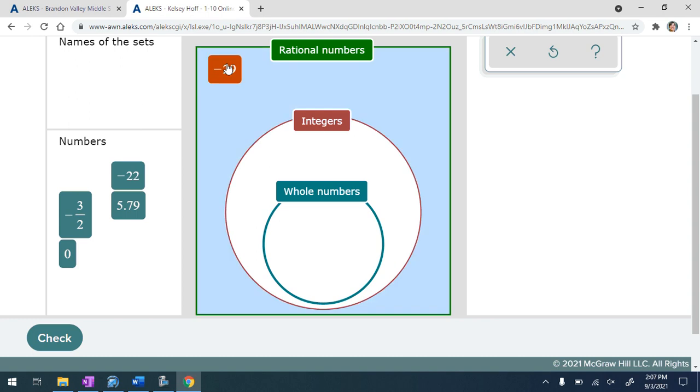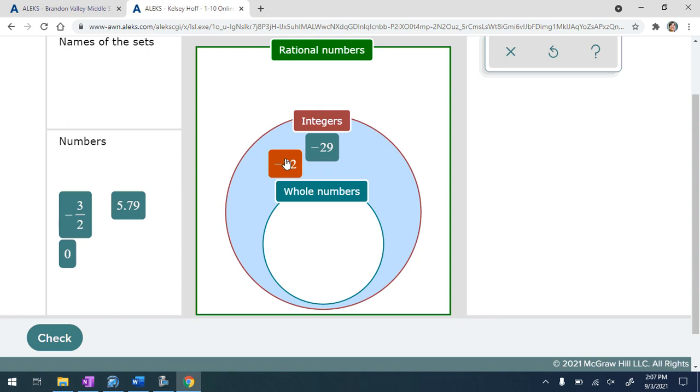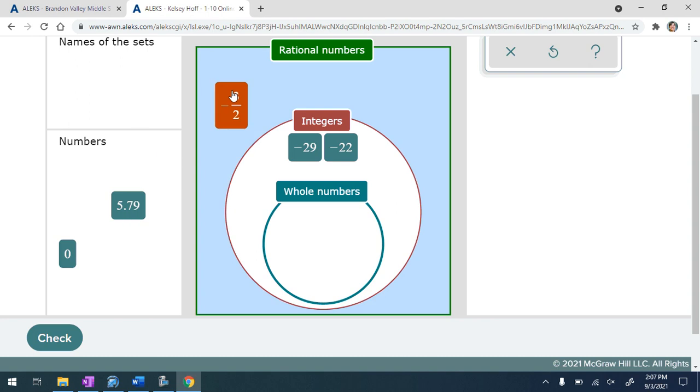Negative 29. Is that rational? Is it an integer? Positive or negative whole number? Is it a whole number? No. Who wants to tell me where negative 22 goes? Integers? It can't be a whole number? Do you guys agree with him, integer? Okay. Who can tell me where negative 3/2 goes? Aiden? Just rational? That's it? Integers? No, because it can't be rational. What is 3 divided by 2? 1.5. So you don't want to go any further? You were totally right.